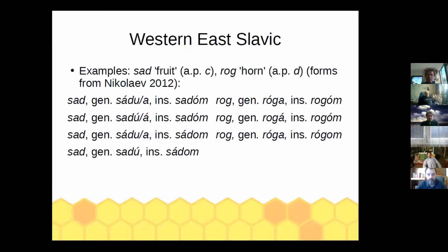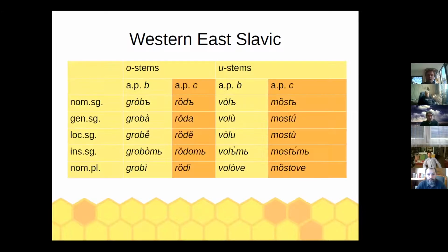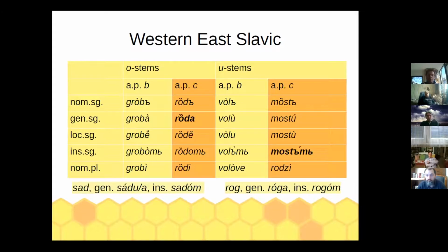Can we explain all these forms from U stem paradigms? I think we can. So let's now take the reconstructed O and U stem forms belonging to accent paradigms B and C. So I'm leaving out D now. Let's see whether this is sufficient to explain. So the pattern sad, sadel, sadom appears to contain the accentuation of the mobile O stems, but with an additional form from the U stems in the instrumental singular.